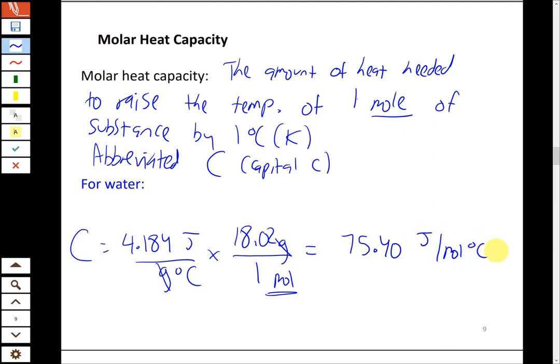All right, so the only difference between these is whether it's per gram or per mole. And they're going to be related by the molar mass, just the simple relationship for mass and moles that we've already covered many times.